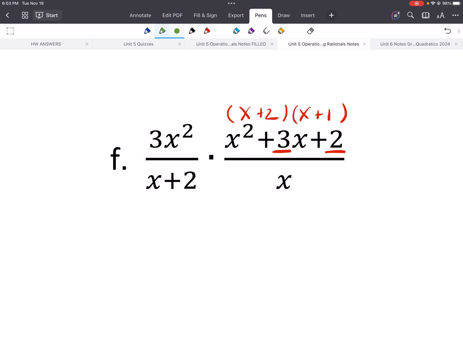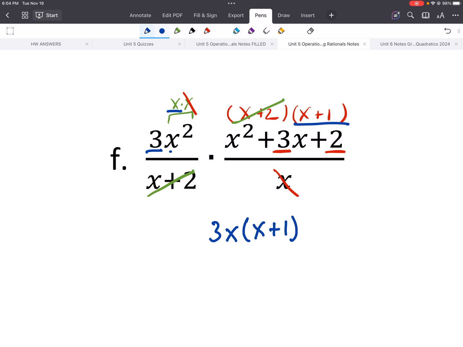And then see if we can cancel anything. So here we've got an x plus 2 and an x plus 2. Here, this is x times x, so that means that we could cancel one of your x's, top and bottom, and then we'll write down our answer. So we'll have 3 from here. We have the x that's left. I guess maybe I should put it here, that x. And then we have this x plus 1. Everything on the denominator canceled out, and that's just fine.